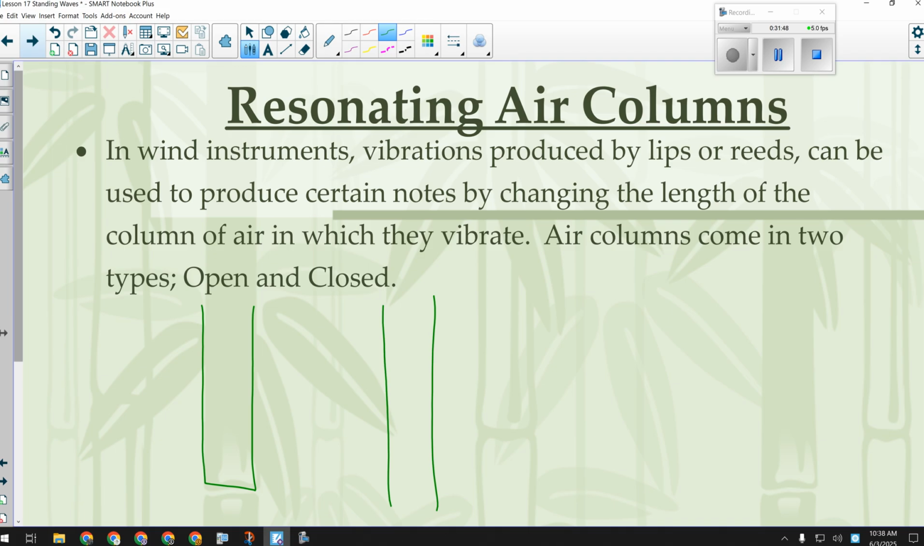Open air columns produce a wider range of sound. Closed air columns can only resonate at half of the frequencies that an open air column could resonate at. Instruments that would be a closed air column include drums. Drums are a closed air column. The skin represents the closed end and the open end is the other end, and you get that column inside vibrating and producing the sounds.